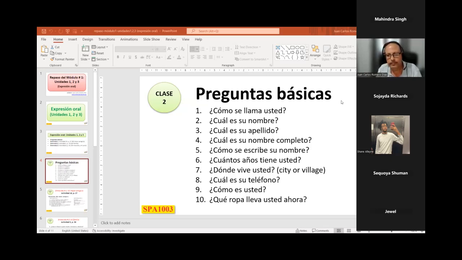Okay, Karim, ¿cómo es usted? Soy moreno, atlético, inteligente y tacaño. Okay, soy moreno, I think you said alto, atlético, inteligente, all that good. Bien, tacaño. Oh, God. Otra persona, ¿cómo es usted?